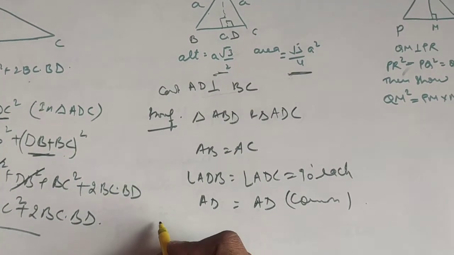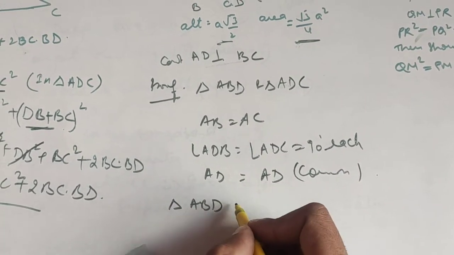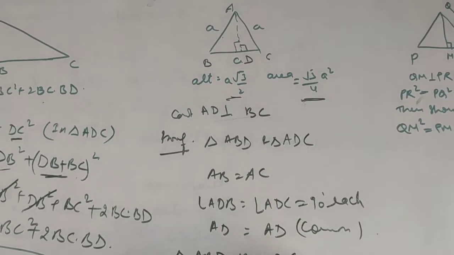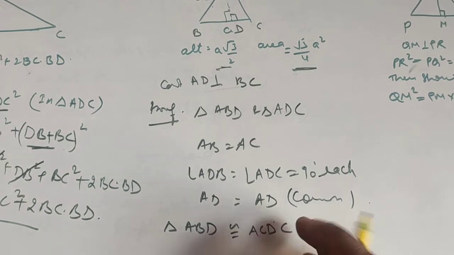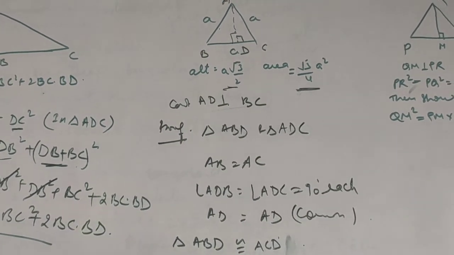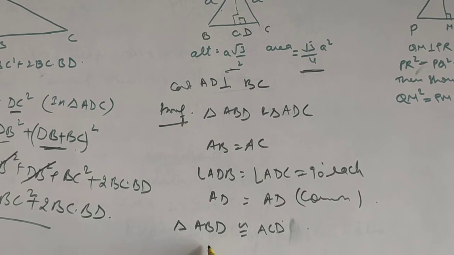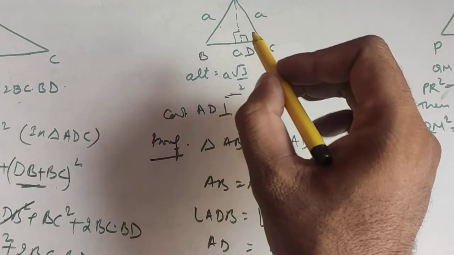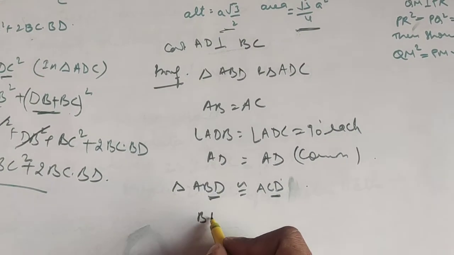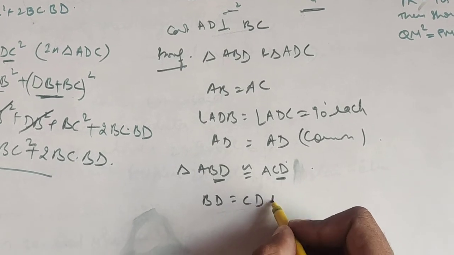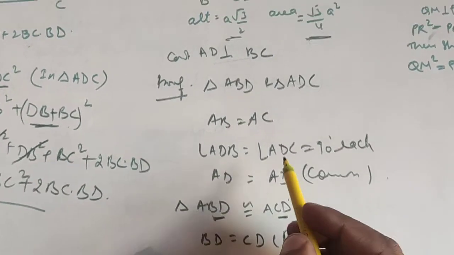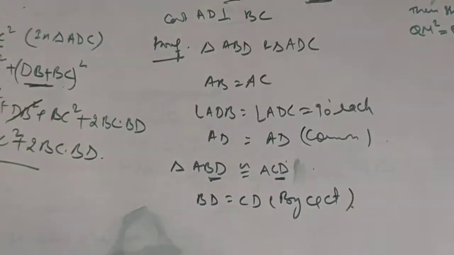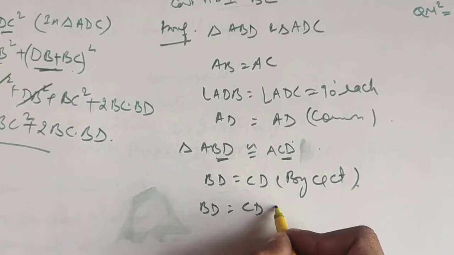From this we can conclude that triangle ABD is congruent to triangle ACD. So these two triangles are congruent. If these are congruent, from CPCT we can have BD is equal to CD. And we know that this complete length was A, and BD is equal to DC. So each of them will be A by 2.